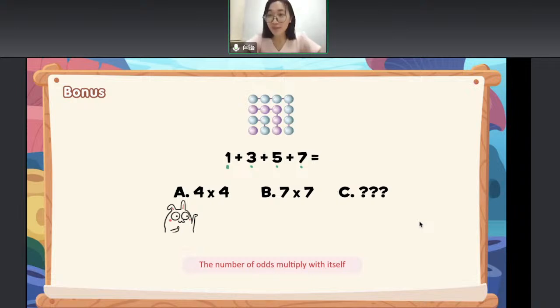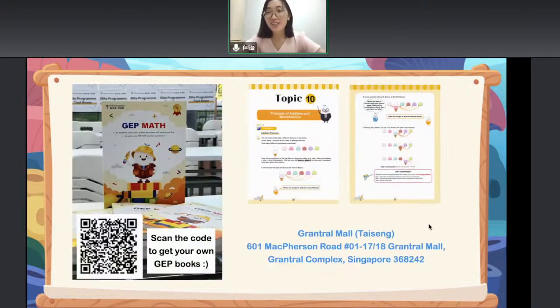Okay, so for the last part also, everyone, maybe you can take some notes, okay? Just take 1 plus 3 plus 5 plus 7 as an example, equals 4 times 4. Okay, so that's all for today's topic, okay?